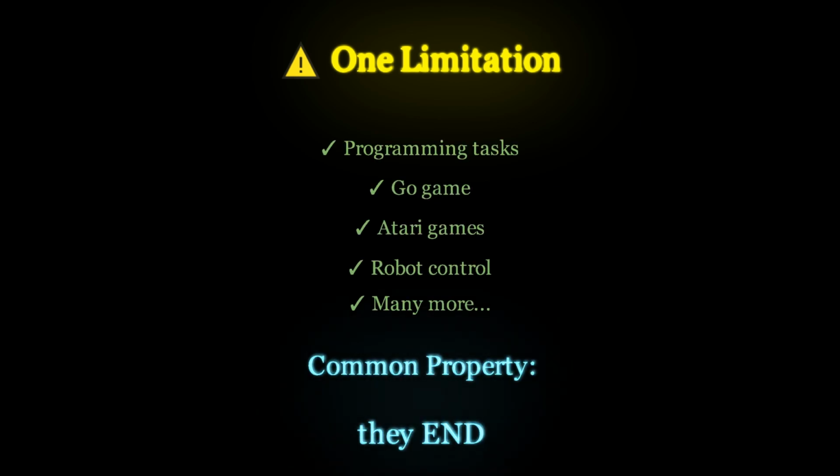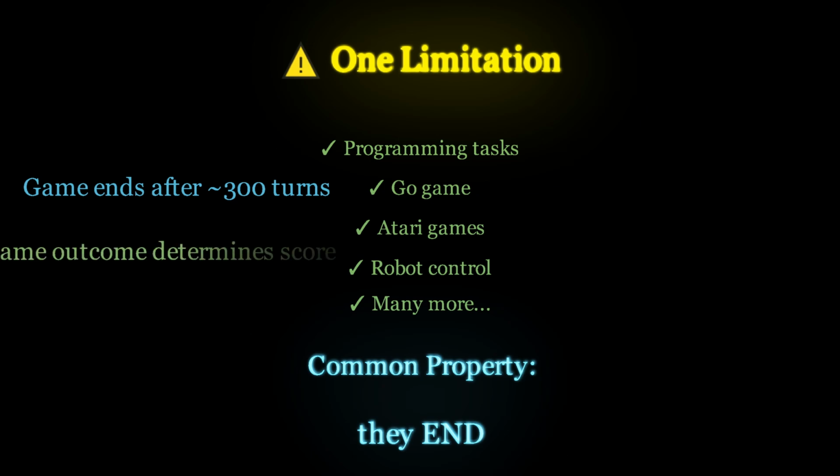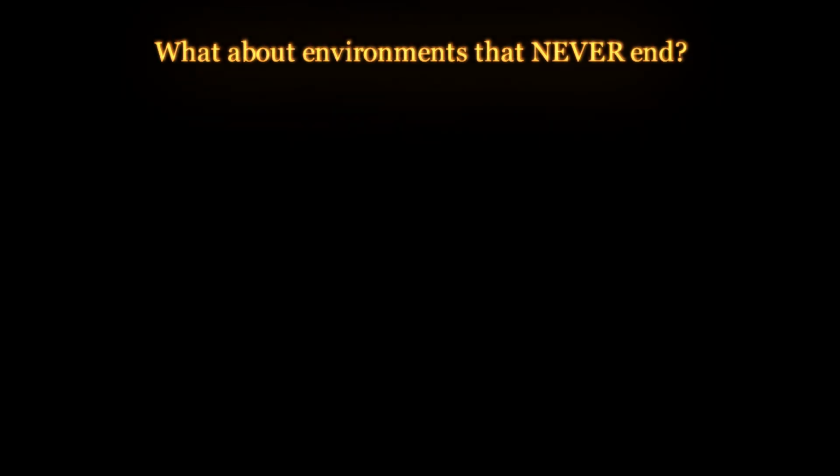They end. In Go, the game ends after a few hundred moves, so you can just wait until the end of the game to see what the outcome was, and use that as the score to update the model. But what if you wanted to train a model in an environment that doesn't end?